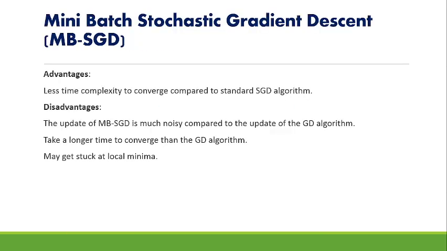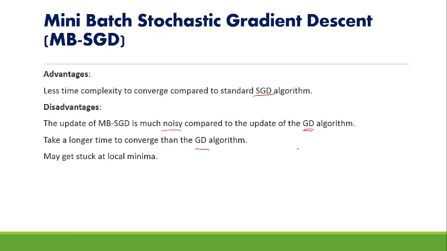Let me compare. What are the advantages and disadvantages? Less time complexity to converge compared to SGD. Disadvantages: the update of mini batch SGD is noisy compared to the update of the GD algorithm. Batch wise, obviously it has a little bit of noise as compared to batch gradient descent. It takes a longer time to converge than the GD algorithm.